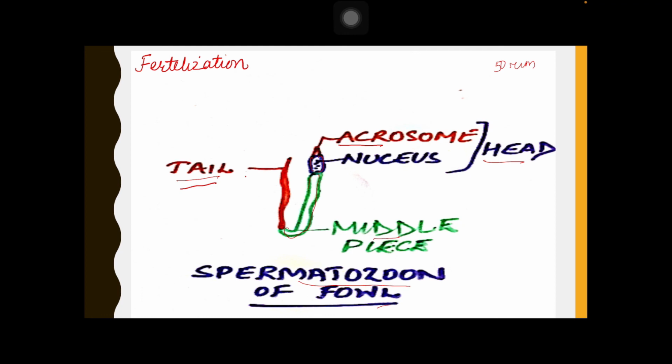In fowl, there is a physiological polyspermy. Polyspermy is when more than one sperm penetrates the vitelline membrane. But the nucleus of only one sperm fuses with the pronucleus of the ovum, and the remaining sperms migrate to the periphery of the blastodisc and degenerate.